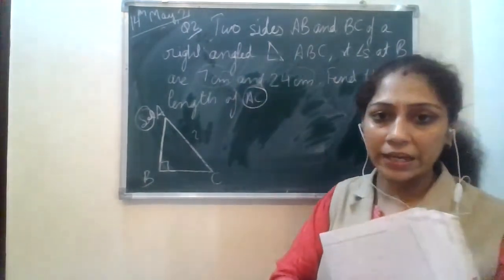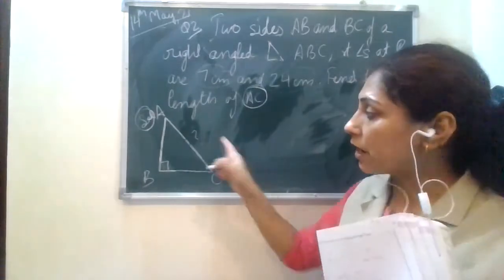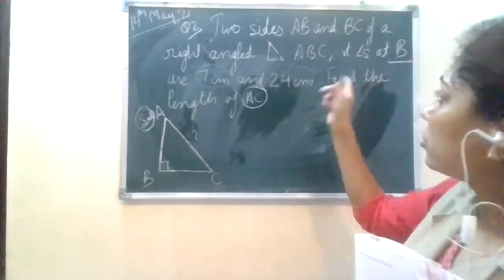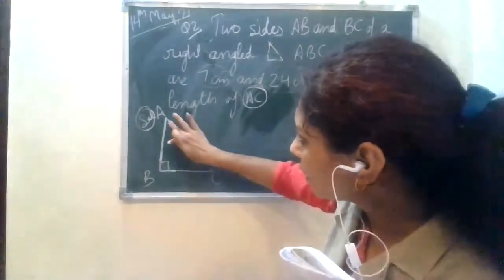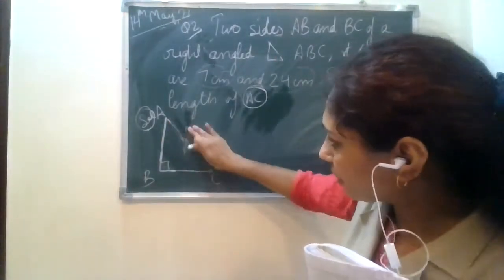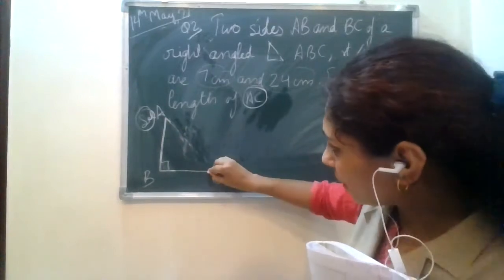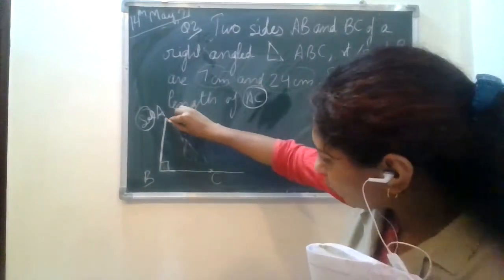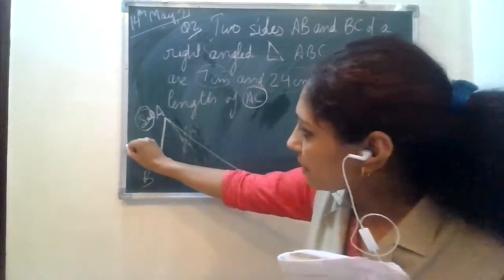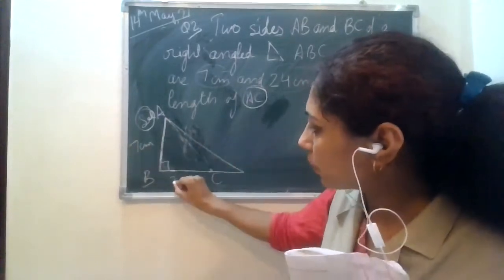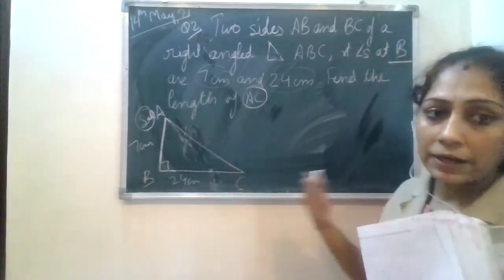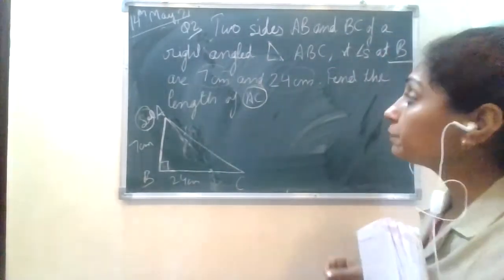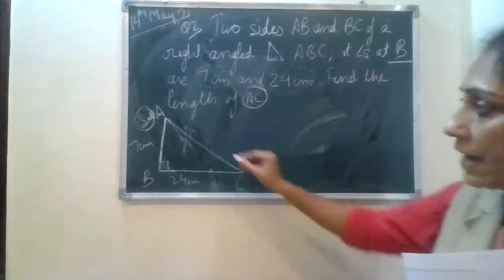AC again, I am circling it because you need to find it out. The other two sides they have given. So the other two sides are your 7 centimeter and your 24 centimeter. Let me complete the figure with the measurements. I can make this 24 centimeter, quite long. This is 7 centimeter. Now you need to find AC.